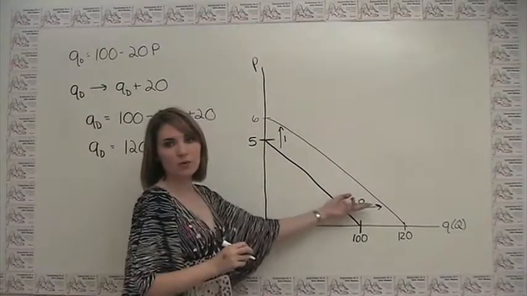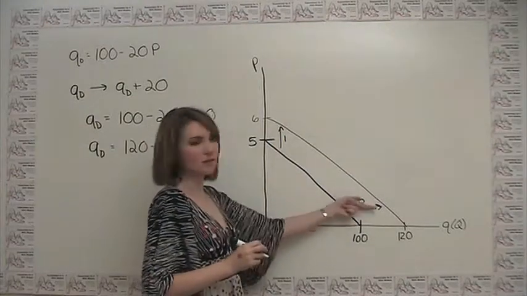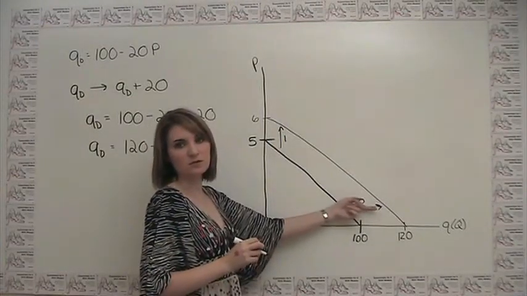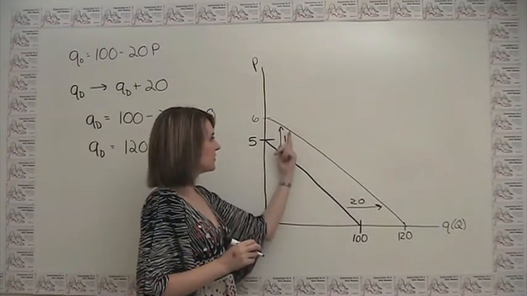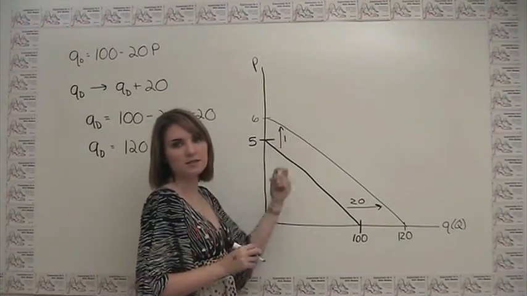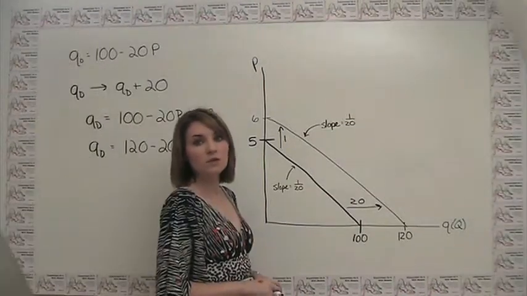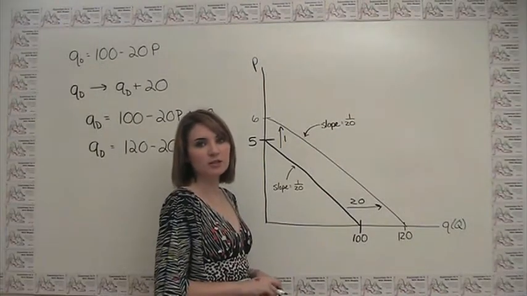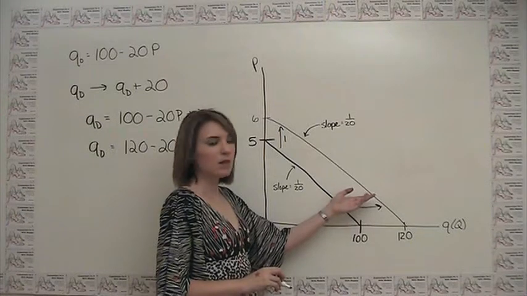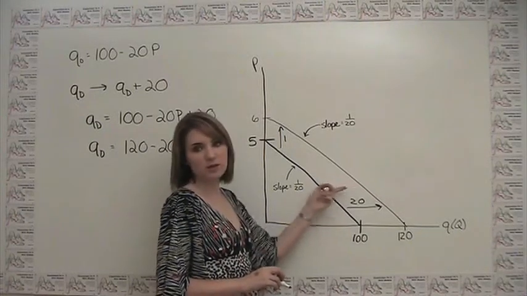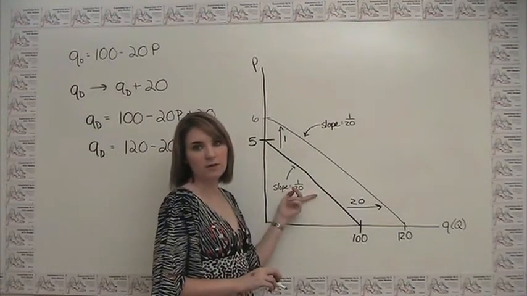So it's really important to understand that the horizontal distance between the old demand curve and the new demand curve does not have to be the same as the vertical distance between the old demand curve and the new demand curve. You'll notice that if we're just shifting the demand curve to the right by 20 units, the new demand curve is just parallel to the old demand curve.